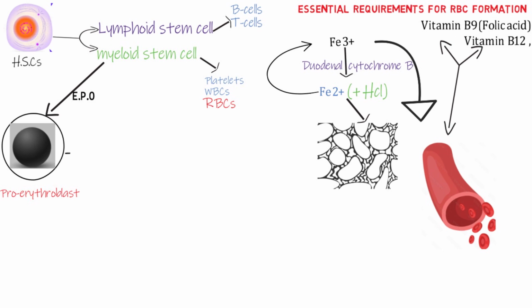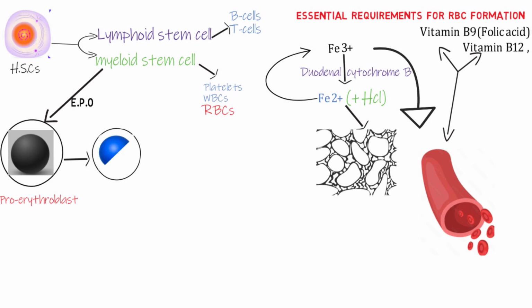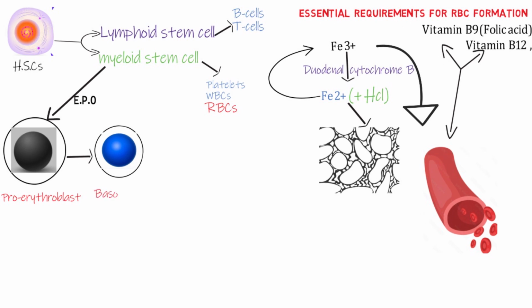So at this point where it divides, the nucleus of the cell is slightly smaller than the initial one. It's about 13 to 15 microns, and the RNA have this blue color. A reasonable amount of RNA in the cell will give it this blue coloration. So it's called the basophilic erythroblast.